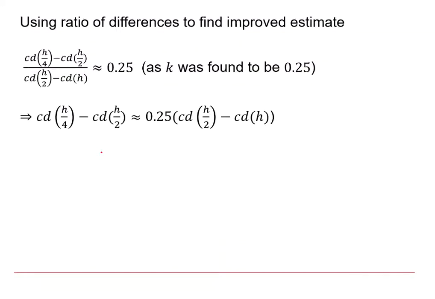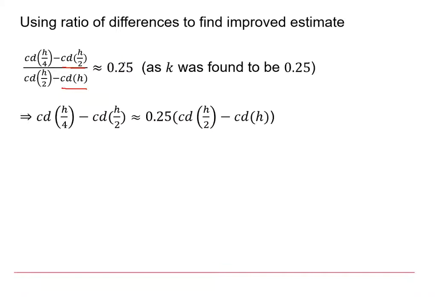Now, in the same way as for numerical integration, we can use the ratio of differences to do some extrapolation and find an improved estimate for our derivative. So if CDH represents the estimate with a width of h, and then the next estimate would be CDH over 2, where we're halving the width, and so on, then the ratio of differences is the k that appears in the formula that we were looking at in the last video.